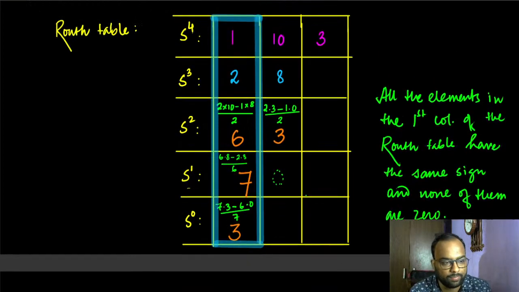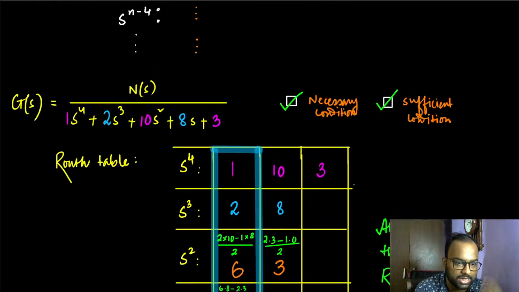So the polynomial is a Hurwitz polynomial. So we say that this is the Hurwitz polynomial. Therefore, the system is stable. So that's our final conclusion, right?